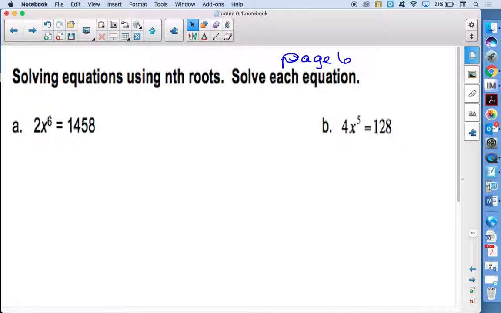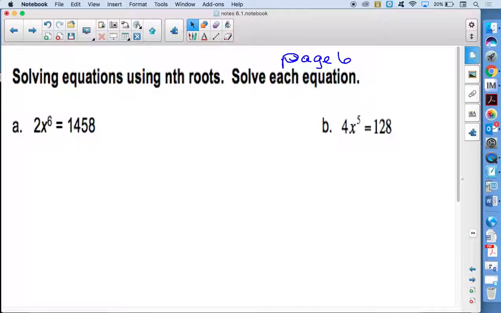So page 6, halfway down, it says that we're going to try and solve equations using nth roots, which pretty much we're going to do the same thing to solve these equations as if it were x squared, but instead we have x to the 6th and x to the 5th for the first two. So if you're trying to solve an equation for a variable, what do you have to do first?